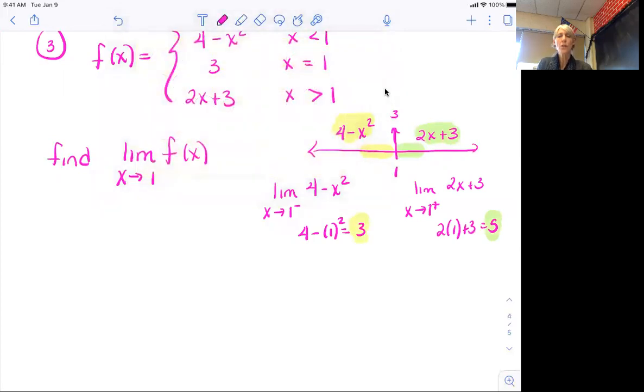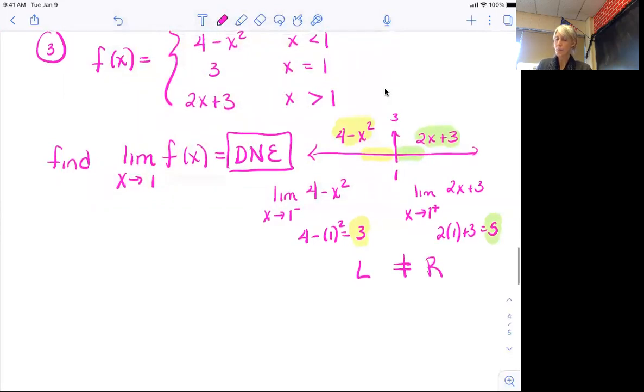Are those two numbers the same? If they're the same, that's your limit. Since they are not the same, the limit does not exist. Our left limit does not equal our right limit. Again, I want to point out, we really don't care at this point what happens when I plug in 1. I'm worried about closer to 1.